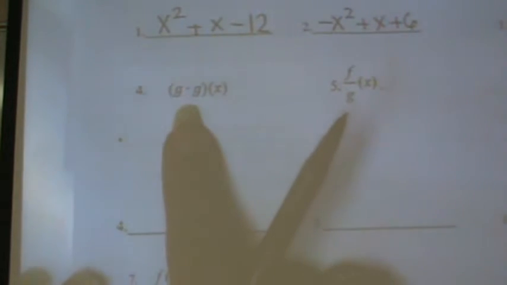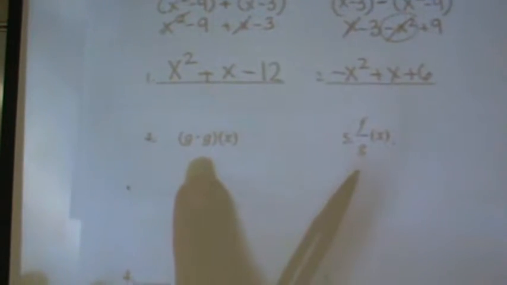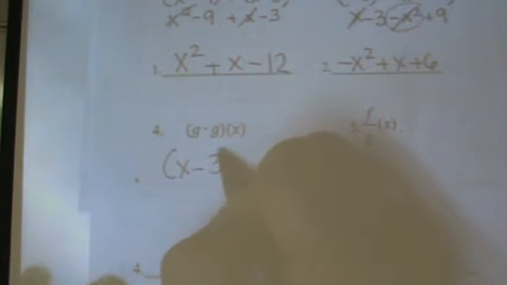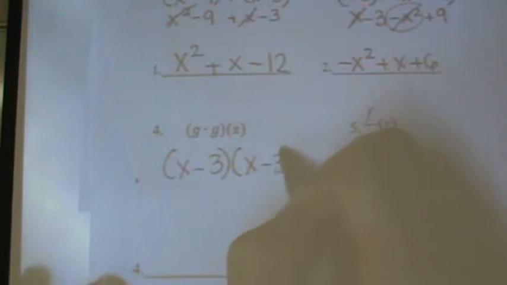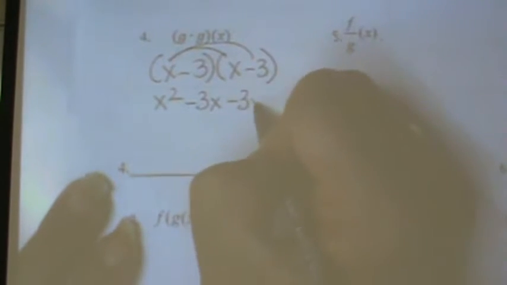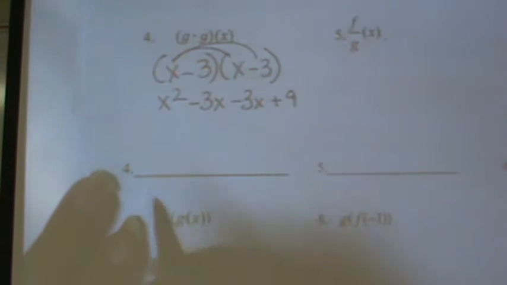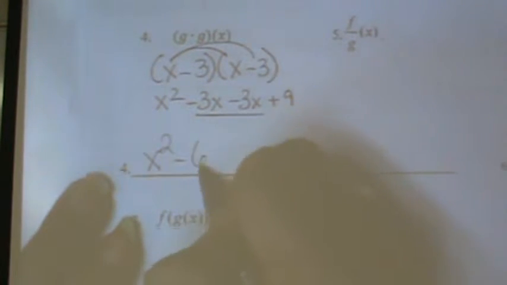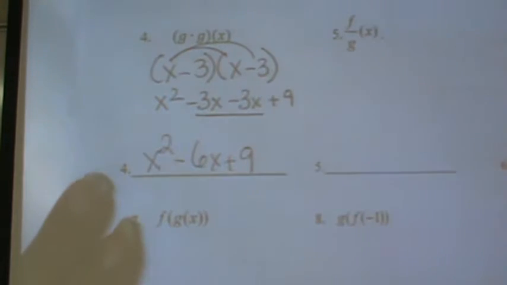Okay, read this to me. What does that say? g times g, so you're taking the g function and multiplying it by itself. So what should you do? FOIL. You get x squared minus 3x minus 3x plus 9. Can you simplify that? Combine that. What do you get? X squared minus 6x plus 9. Very good. Done.